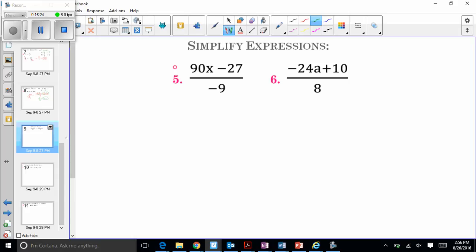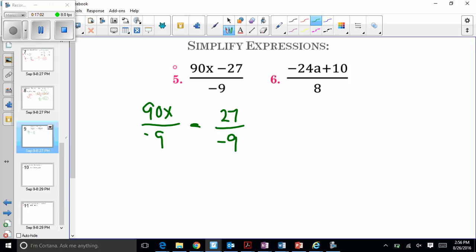All right. So now let's do these two. These are the most important. If we stop after this one, you'll probably be okay. 90x minus 27 over negative 9. You can take each of these expressions and split them into two separate fractions. 90x minus 27 over negative 9 can really be written like this: 90x over negative 9, and then 27 over negative 9, and in between, I put my subtraction sign.